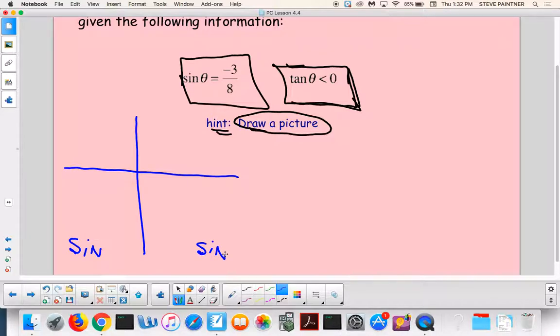But then over there it said tangent must be what? Less than 0. That means tangent must be negative. Where's tangent negative? Second and fourth. So the winner is quadrant 4.